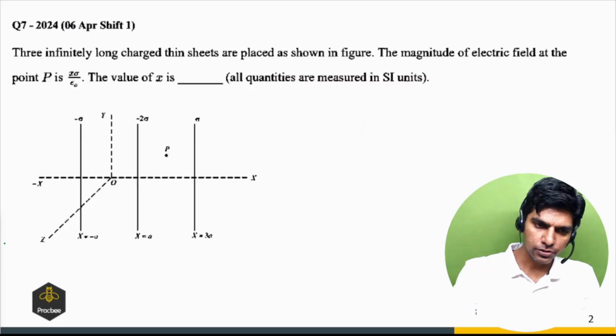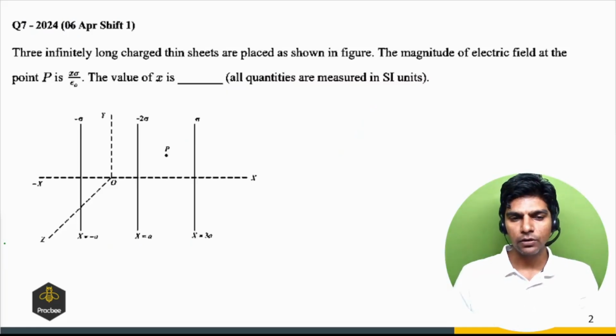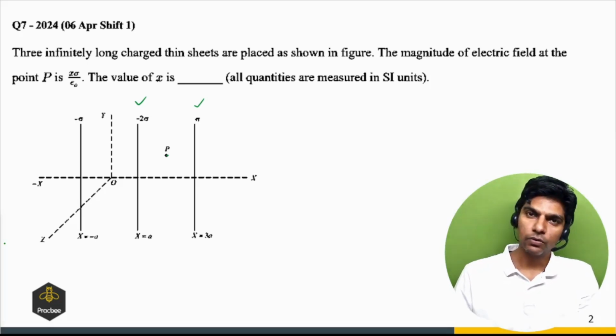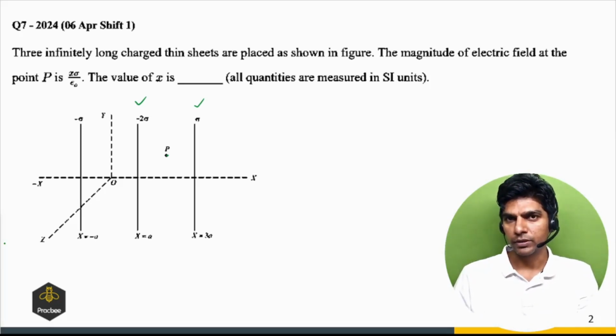Let us see another illustration. 3 infinite long charged thin sheets are placed as shown in the figure. The magnitude of the electric field at the point P is x sigma by epsilon naught. The value of x is? So we have to find the field at point P, which lies between these two sheets. There are overall 3 sheets, so basically we have to find the field by all the 3 sheets at the location P, and then we have to vectorially add the field.